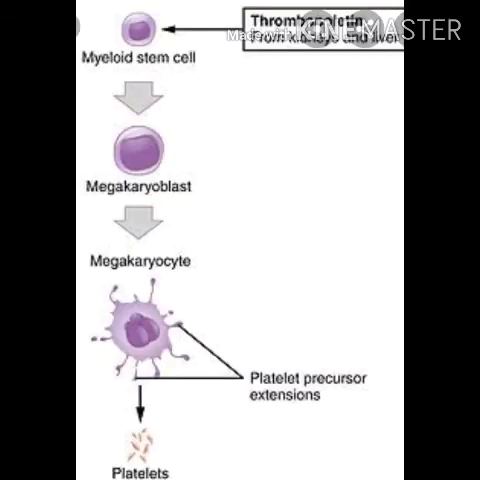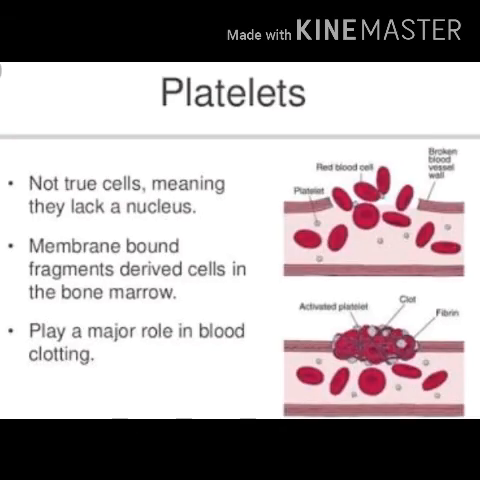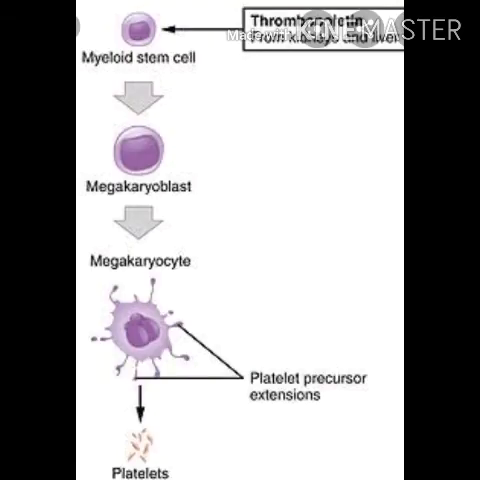Now where are blood platelets formed in the body? Blood platelets are formed in the bone marrow. The average lifespan of blood platelets is around 10 days. The average number of platelets, if we see, is 150 to 400 thousand per cubic millimeter of blood.